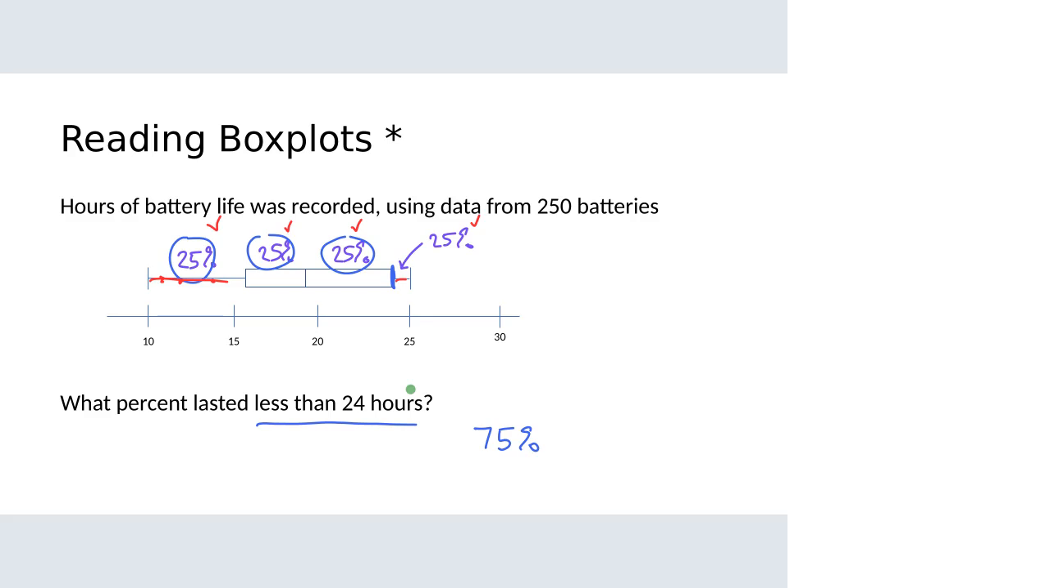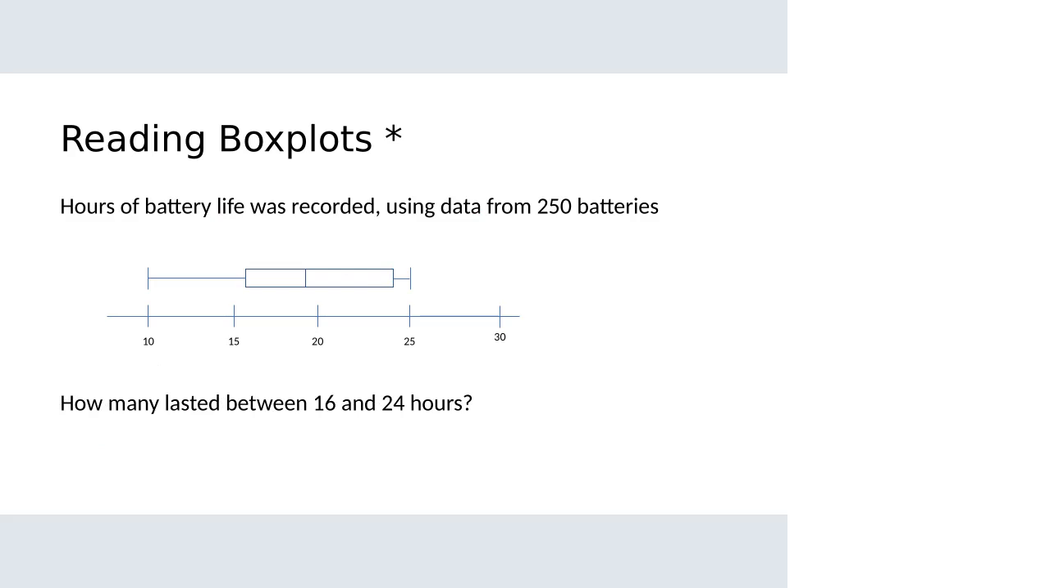Let's try one more, and it's a little bit of a contrast to the one we just did. The question we just did said, what percent lasted less than 24 hours? This next question says, how many? And so the idea that we had 250 batteries in this study is really important here. Now we're not after an answer that is a percent. Instead, we're after an answer that is how many batteries. How many batteries lasted between 16 and 24 hours? I'll set up a poll for that one.